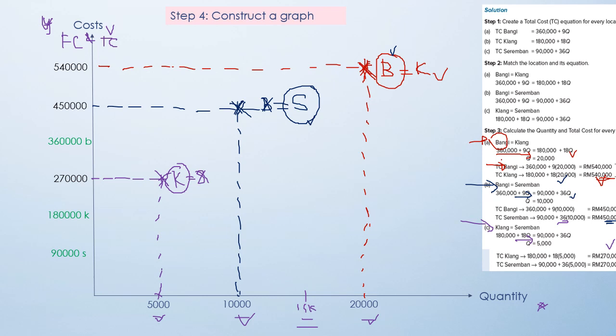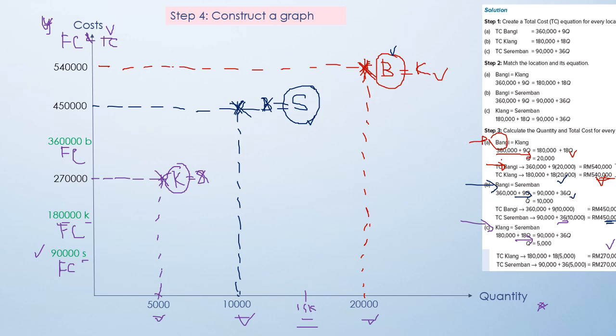So as you can see here, the ones in green are the fixed costs for the locations. This comes from the question. 90,000 is the fixed cost for Seremban. I put small s over here so that I know 90,000 is the fixed cost for Seremban. 180,000, I put a label of small k here, so that I know 180,000 is the fixed cost for Klang. And 360,000 I label as B. This is the fixed cost for Bangi. So the green ones are the fixed costs for the 3 locations.